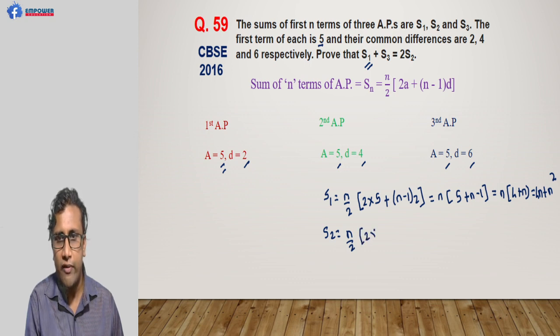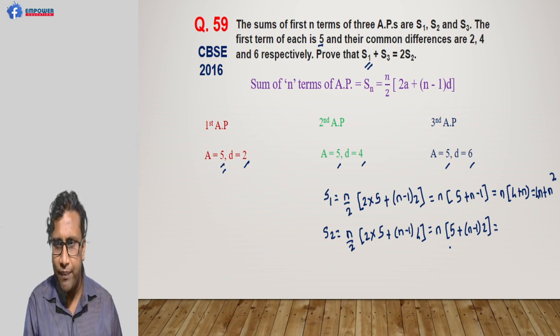So again 2 into 5 is same, plus n minus 1. What about the common difference? It is 4. So this is n. Again I will take this denominator 2 inside the bracket. It will become 5 plus n minus 1 into 4 divided by 2, which becomes 2. If I calculate this, the bracket will become n in bracket 5 plus 2n minus 2. Good.